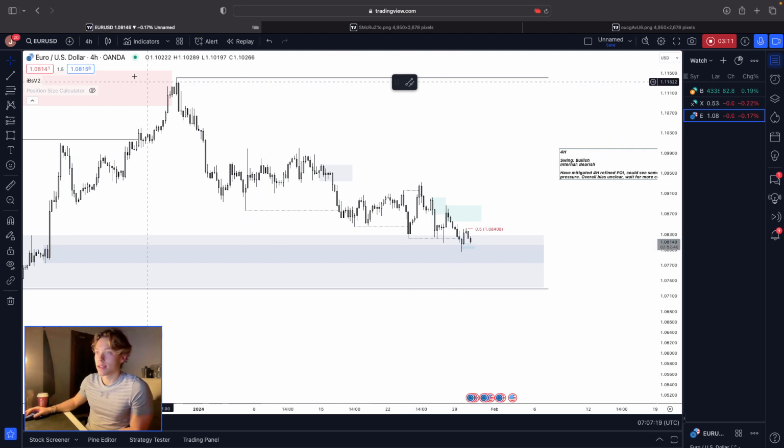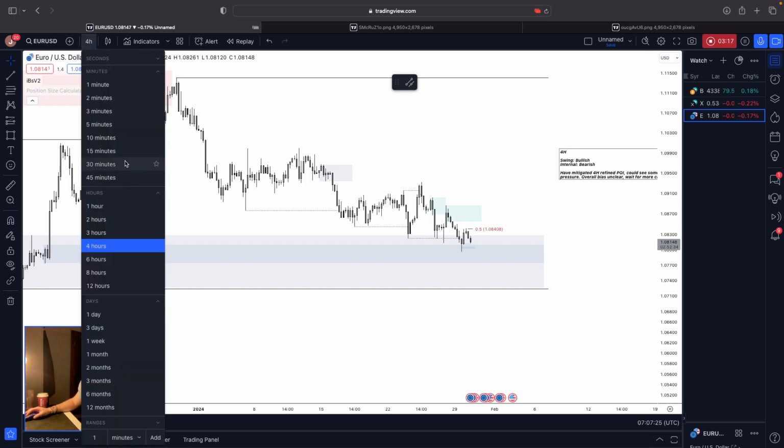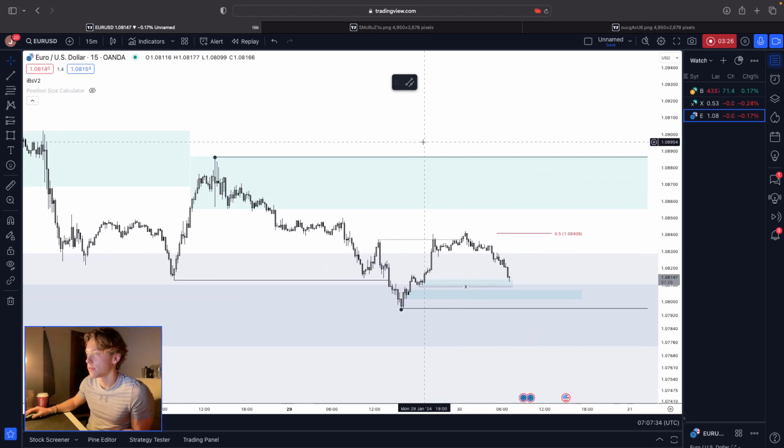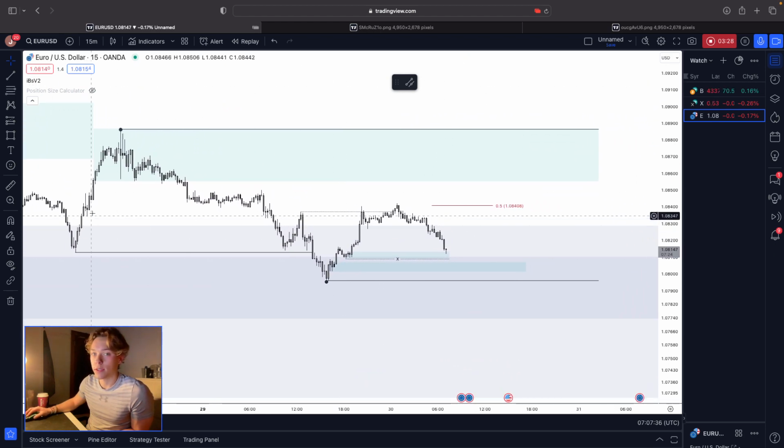So coming into this session, I'm going to be focusing more on the 15-minute to give me a bit more clarity on which bias could be achieved. Okay, so 15-minute, we've had this bearish swing structure. After a swing break of structure, we expect a pullback. We've had this pullback.